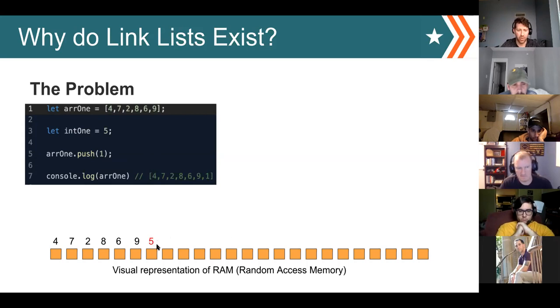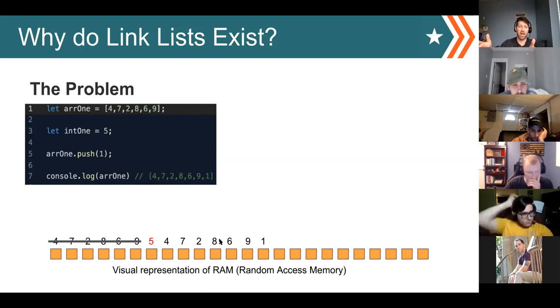So what it has to do is completely remove that from memory and then find another block of addresses where 1 can reside. And that's not that efficient, having to delete and reassign everything.